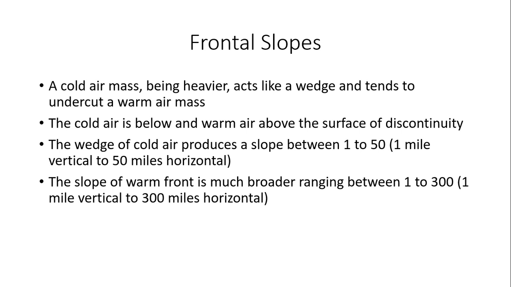So the slope of a cold front is fairly steep at 1 to 50, whereas the slope of a warm front is much broader, a more gentle slope ranging between 1 to 300, 1 mile in the vertical, and 300 miles now horizontal. So we're talking about a location, for example, from Virginia Beach, perhaps over to the western part of Virginia, like the Staunton area. That would be the slope of a warm front. So it's much more broad, yeah.